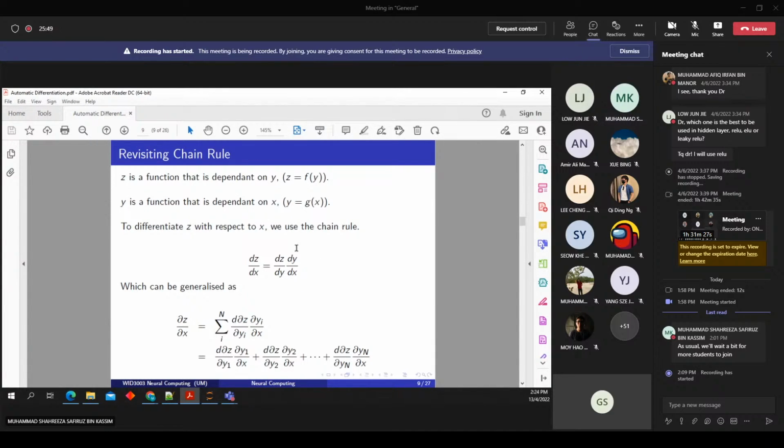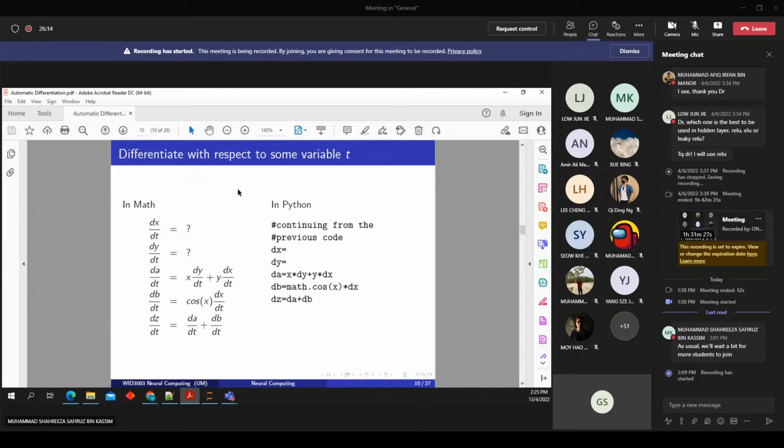Now, z is a function that is dependent on y, which is a function that is dependent on x, right? To differentiate z, we use the chain rule, right? Of course, this can be generalized. We only have a very short computation graph at this point, so we don't have a very long function here, right? We've done this, right?